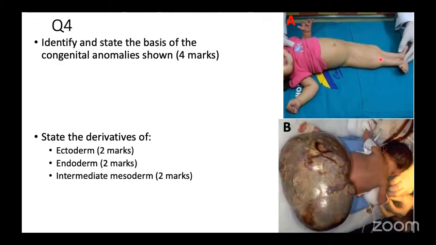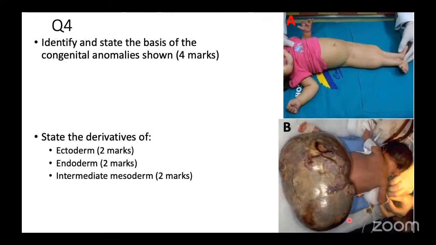Okay, so this is definitely a problem with movement of cells from the epiblast to the primitive streak and then forming the mesoderm. Okay, so you have deficient mesoderm in the lower part of the body. As for B, this one you can see there's this large mass here. So this is what we call a teratoma, specifically in the sacrococcygeal region, right?